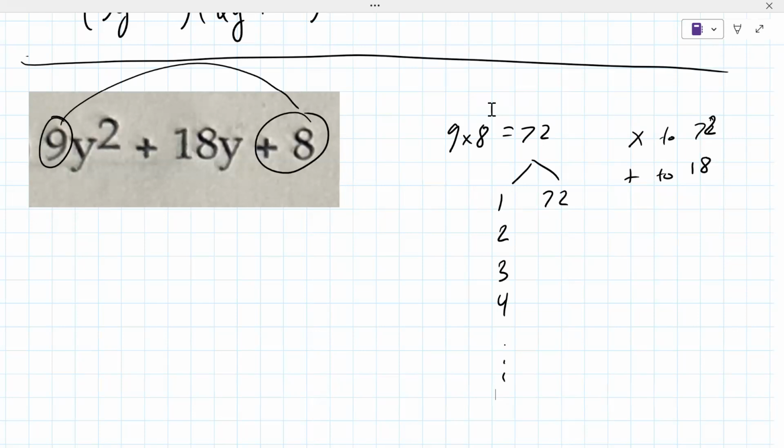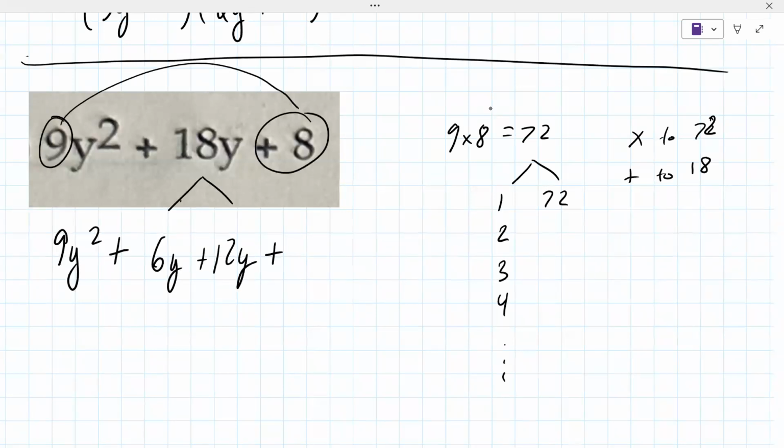6 and 12. It is 6 and 12. So we're going to break this apart and do 6y plus 12y. Bring the other stuff down. Okay, and now you've got to find the GCF between the first two. Like what goes into both 9 and 6?